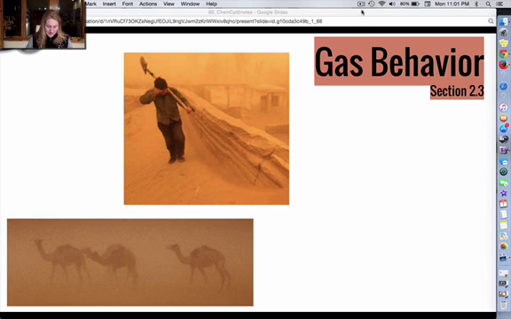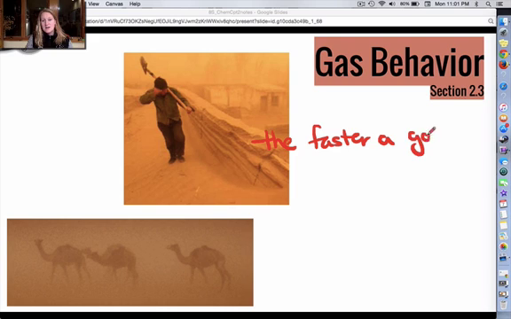One thing that you do need to know about gases is that the faster a gas particle moves, again, that means either a molecule or an atom, the more pressure they put on their container.